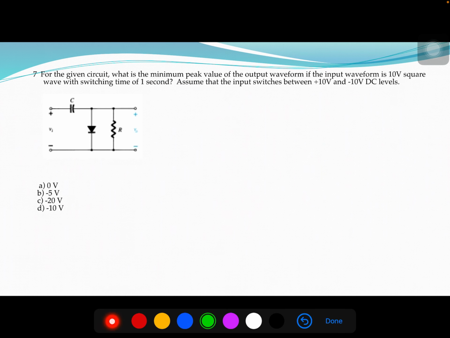Okay. Now the next question is, for the given circuit, what is the minimum peak value of the output waveform if the input waveform is a 10 volt square wave with a switching time of 1 second? Assume that the input switches between plus 10 and minus 10 volt. So this is the input given to you, and I hope it is clear to you when you read the question. Now the circuit is a clamper circuit because there exists a capacitor.